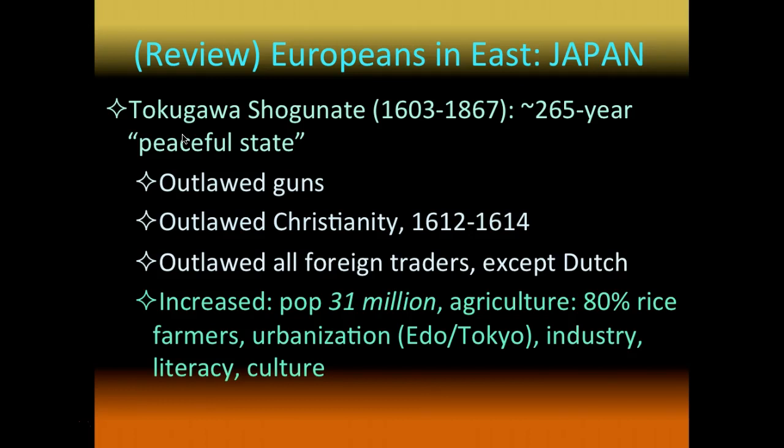People moved to cities, with Edo, which became Tokyo, reaching 1 million people, with a total population of over 31 million at this time. The spread of a dynamic commercial sector with a developing industry also developed, and a huge agricultural business with 80% rice farmers, and widespread literacy. About 40% of men and 15% of women learned how to read, which is incredible at this time.